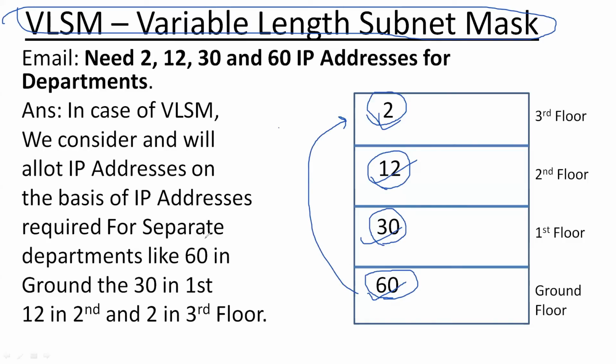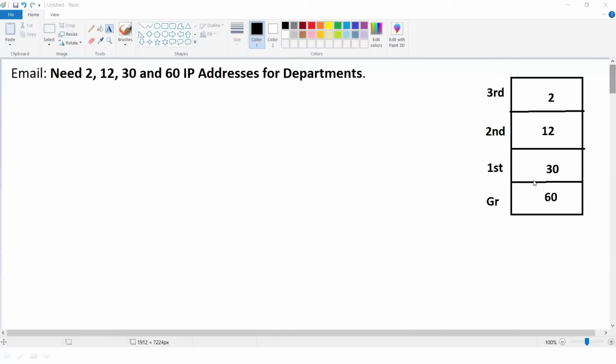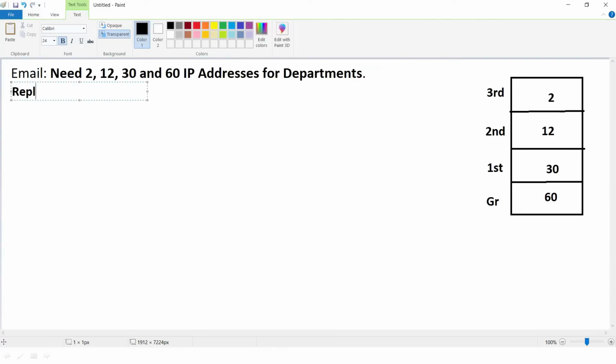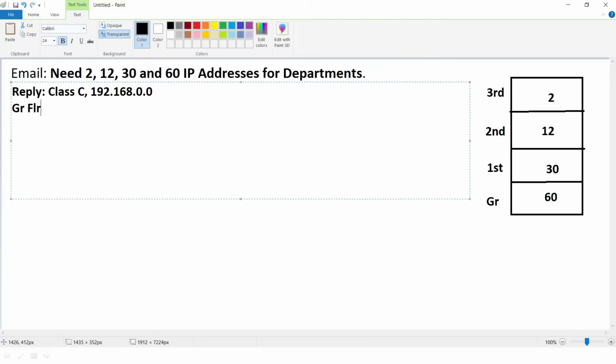Okay. For now, dear all, we will solve the above problem on the basis of VLSM. First of all, we will select a network. I'm selecting a class C network, 192.168.0.0. I'm using this network to solve this problem, and I will start from the ground floor.